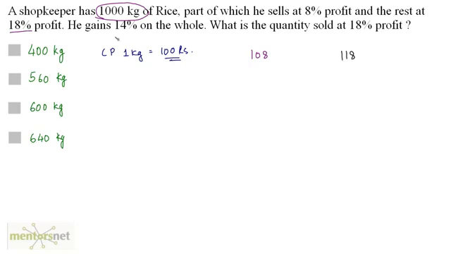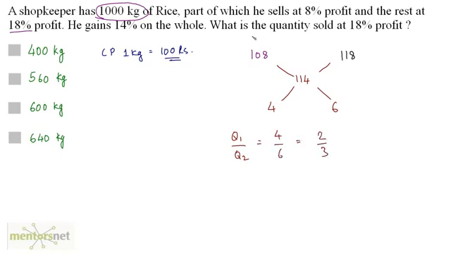Now the mean profit is also given. This means that the mean price will be a 14% increase in the cost price because he gains 14% on the whole. So 114 is the mean price. Now apply the alligation rule to get the ratio of the quantities. So 114 minus 108 is 6 and 118 minus 114 is 4. So the ratio of the quantities is 4 by 6, and that's 2 by 3.